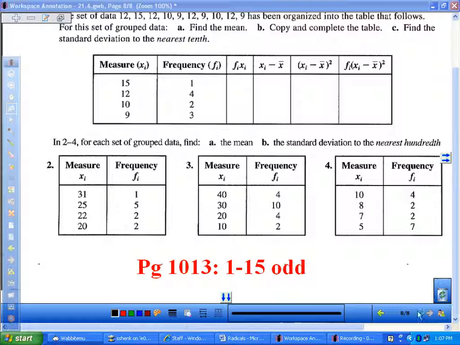Okay, page 1013, we've got 1 through 15, the odds. Folks, again, you're not going to get credit for just putting a number down. What do you have to show me? Formulas, subbing in, and solving. 1013, 1 through 15, the odds.